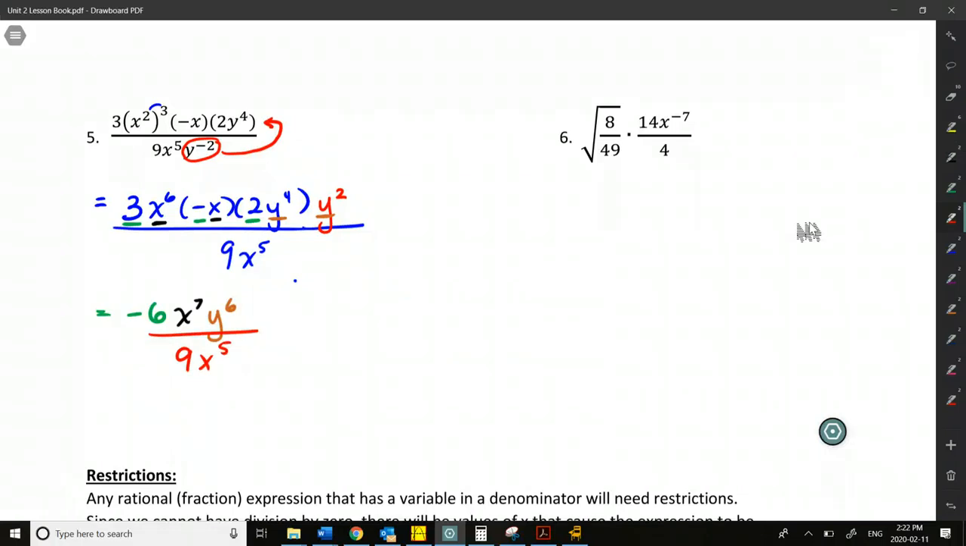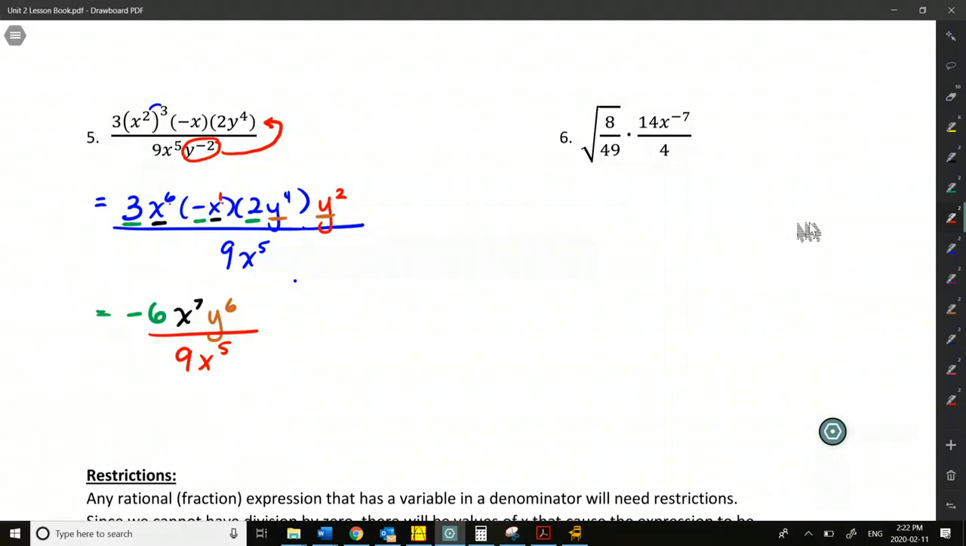Ainsley? How come the x would be 7 and not 5, receiving negative x? So the negative is just like a negative 1. So we multiplied 3, negative 1, and 2. The exponent on the x is actually a positive 1. So we have 6 plus 1, which gives us 7.